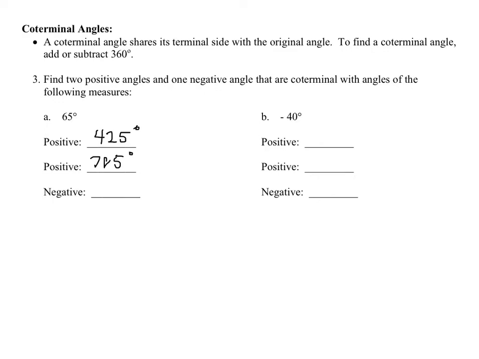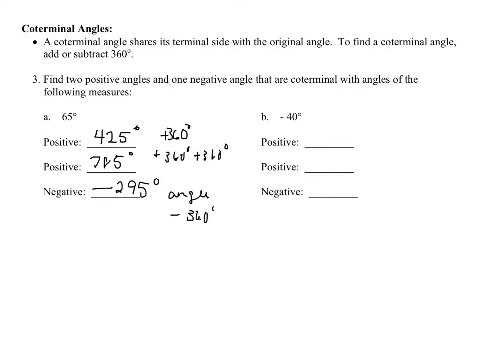If I want a negative one, all I have to do is take 65 and subtract 360. So negative 295. Good? So I add 360. For another one, I can add 360 again, two of them. To subtract, I just take my angle minus 360 degrees.